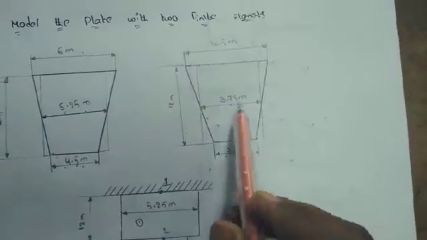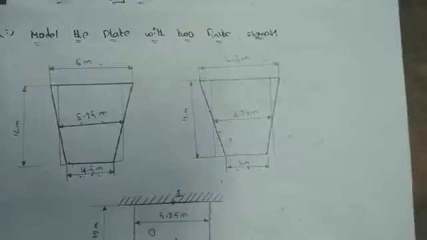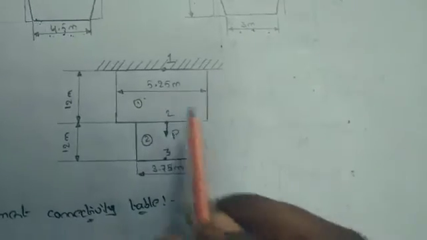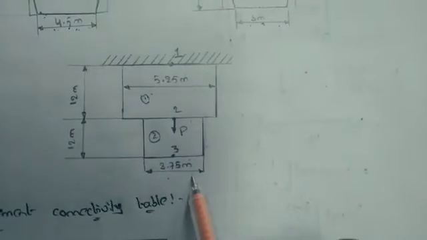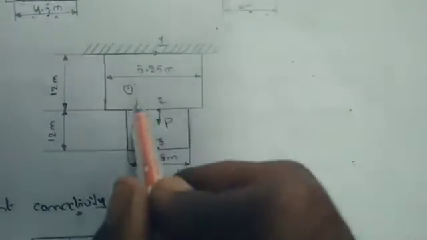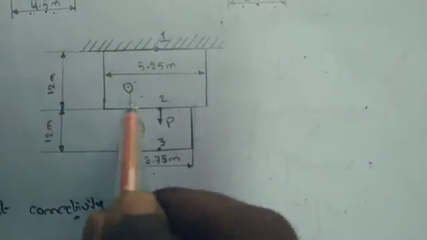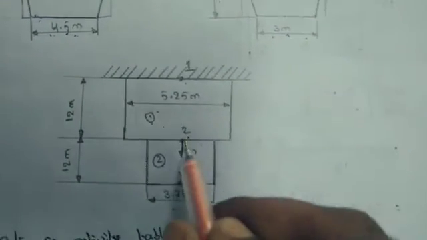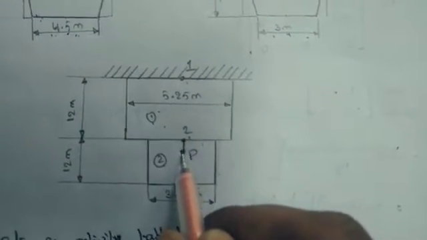Guys, based on these two values you have to draw this element diagram. First one is 5.25 meter, second one is 3.75 meter. You have to indicate the element numbers, element number 1 and element number 2, and nodal number 1, nodal number 2 and nodal number 3, and at the junction or center there is a point load.